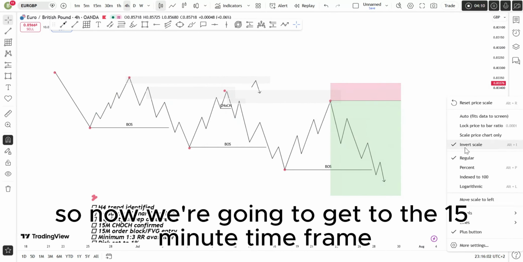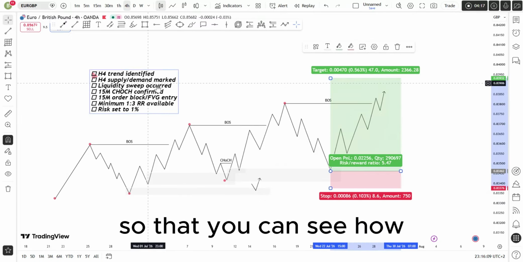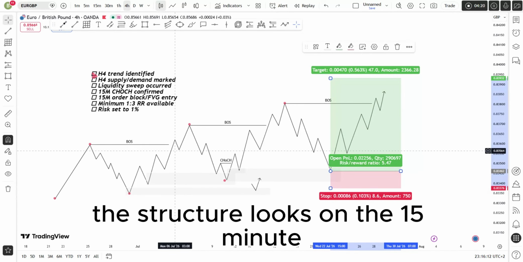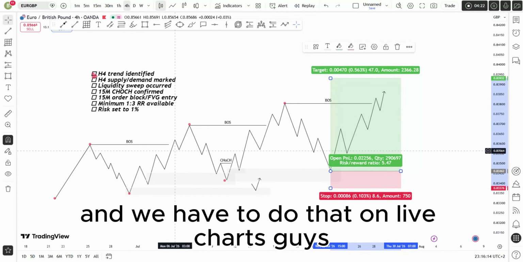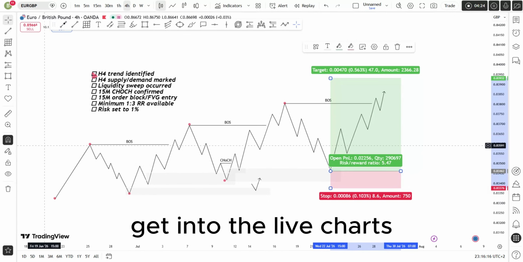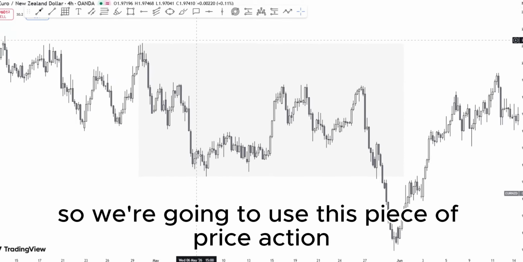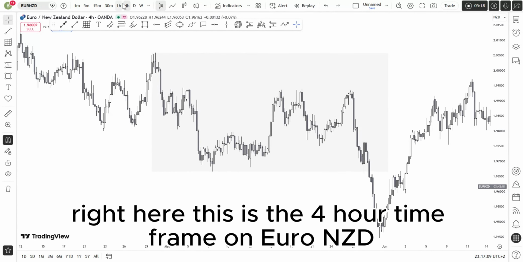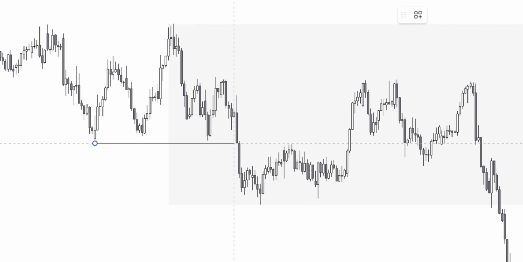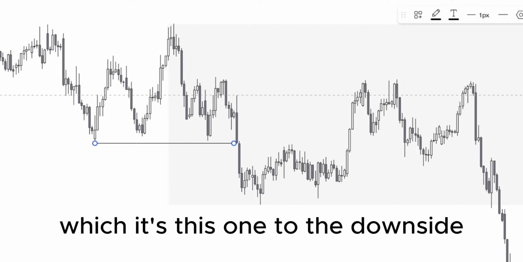So now we're going to get to the 15-minute time frame so that you can see how the structure looks on the 15-minute, and we have to do that on live charts, guys. So let's get into the live chart. So we're going to use this piece of price action right here. This is the 4-hour time frame on Euro NZD. As you can see right here, we had our overall break of structure, which is this one to the downside.